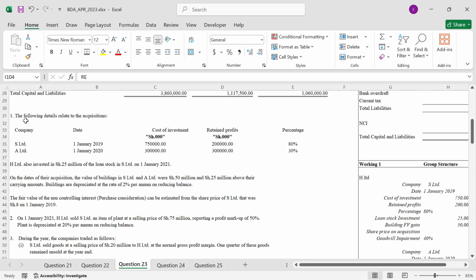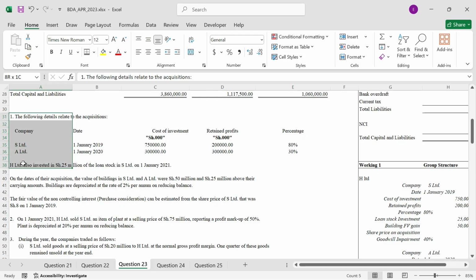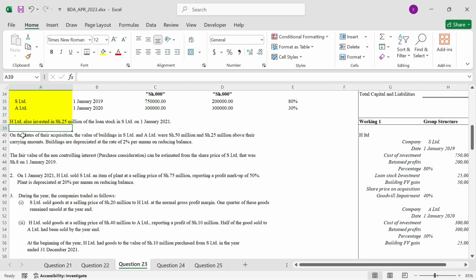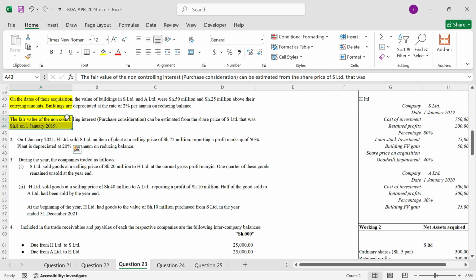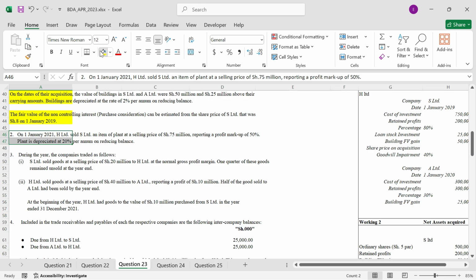So I can mark some of my notes as used. This is used. This is also used. Same here. Same here.